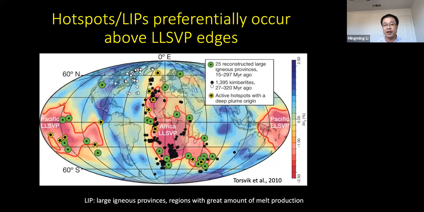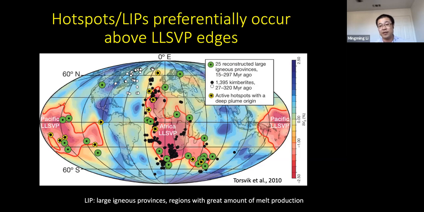And also, another very interesting finding from observation is that the LSVP in the deep lowermost mantle has some connection with surface features. Like in this figure, the background color shows the seismic tomography model near the core-mantle boundary. Again, we see two LSVPs here, one beneath Africa and the other beneath the Pacific. And these green circles show the locations of the initial eruption sites of large igneous provinces. So the large igneous provinces are regions with extremely large amounts of volcanic rocks. And this yellow color shows the active hotspots, which may have a deep mantle plume origin.